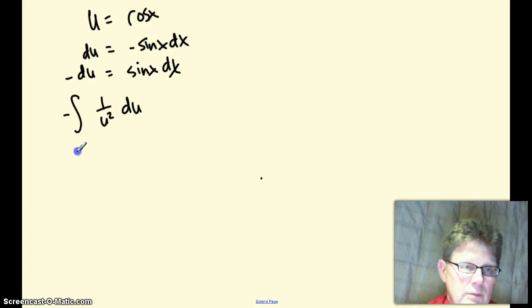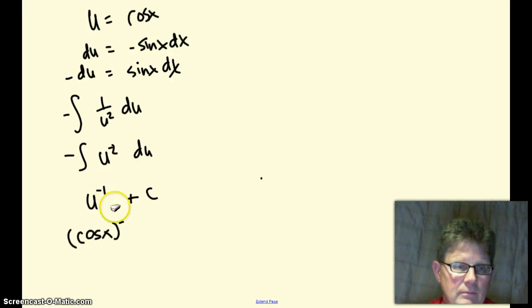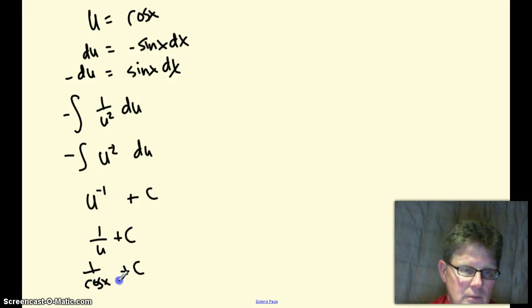And that would be negative integral of u to the negative 2 du. Add 1 to the exponent, negative 1. Multiply by negative 1. U to the negative 1 plus a constant. That would be cosine of x to the negative 1. No, that does not mean... No, wait. I'll tell you what. I'll do it this way instead. That would be 1 over u plus c. So 1 over cosine of x plus c. And that would be secant of x, because the reciprocal of cosine is secant, so secant of x plus a constant.